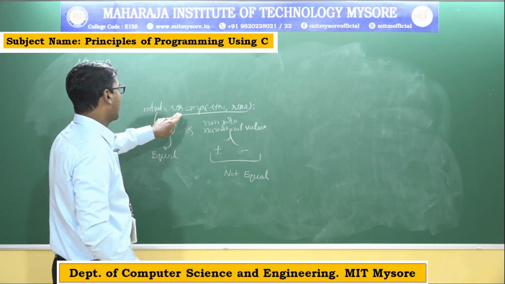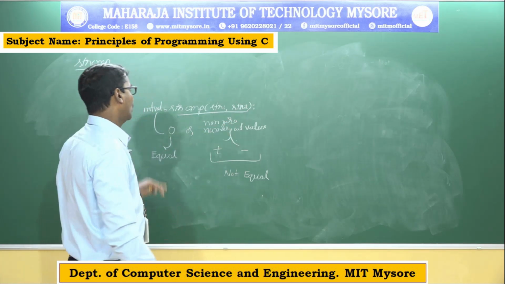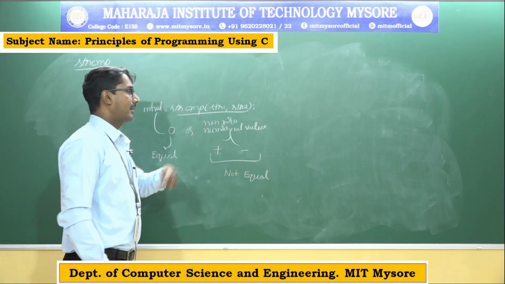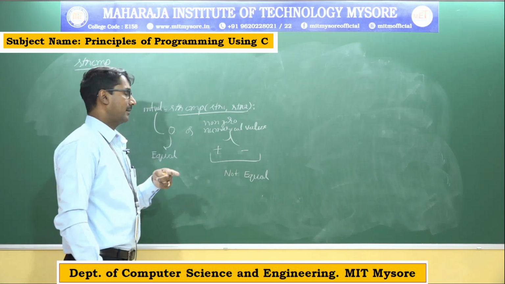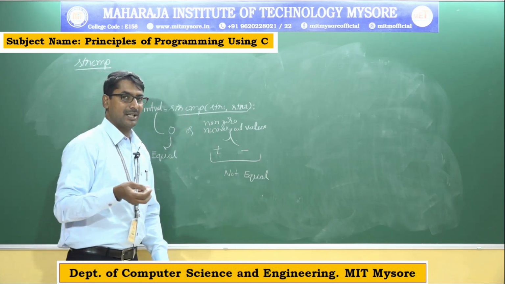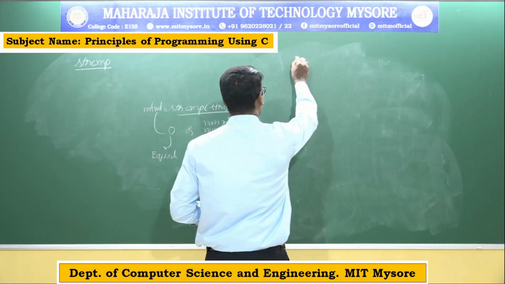This is the general form: strcmp(str1, str2). Here it will compare character by character. Once a character is not the same, it will terminate and return a positive or negative number. Now the program.